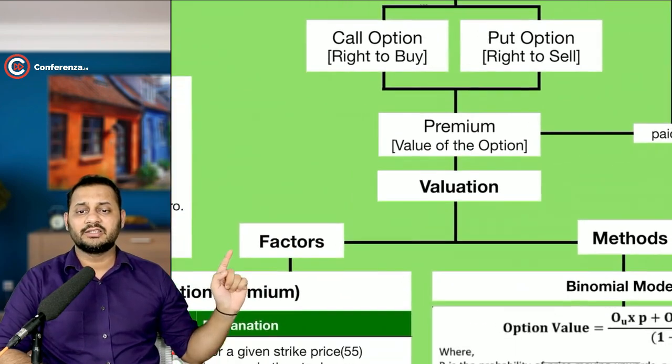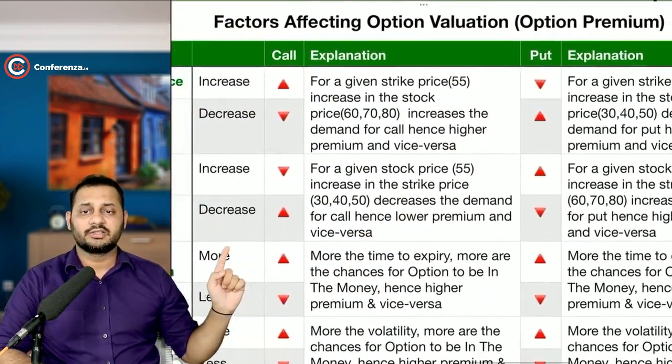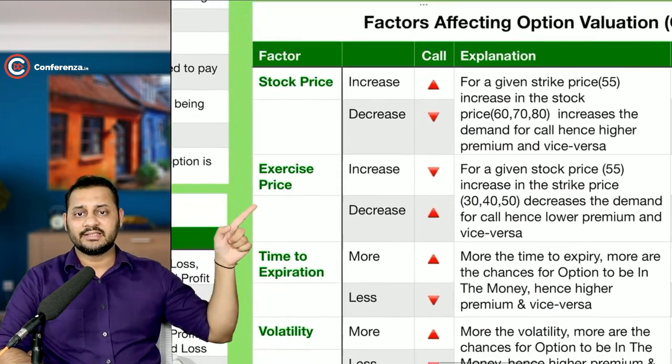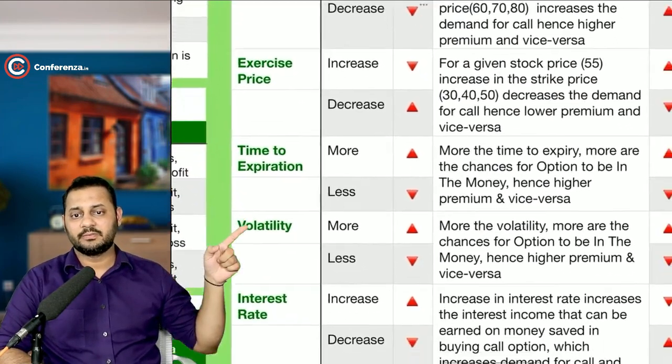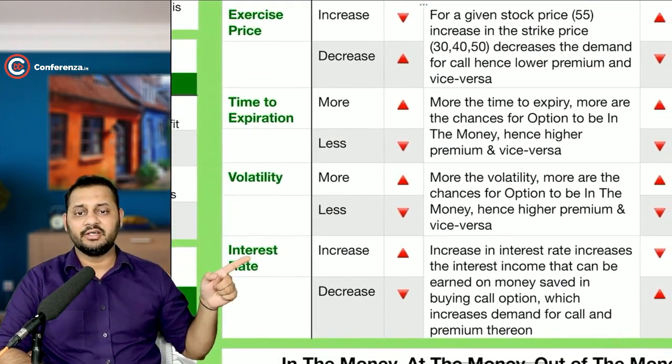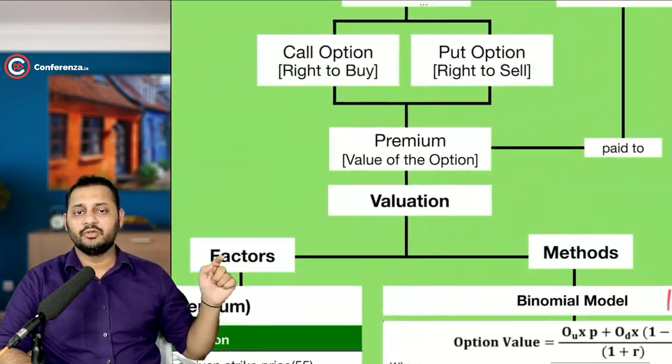The valuation of the premium has different factors, and those factors are nothing but the stock price, exercise price, time to expiration, expiry date, volatility, that is standard deviation, and the interest rate. Based on this, the option's value will go up and down.